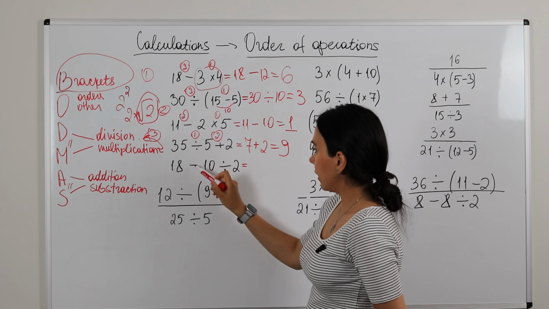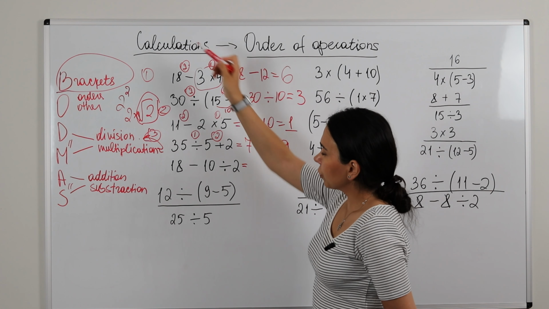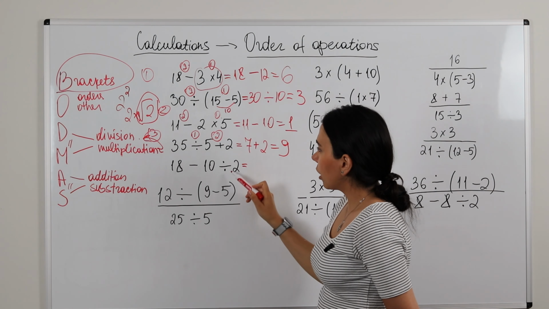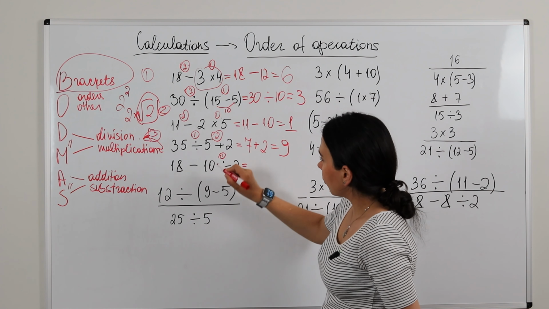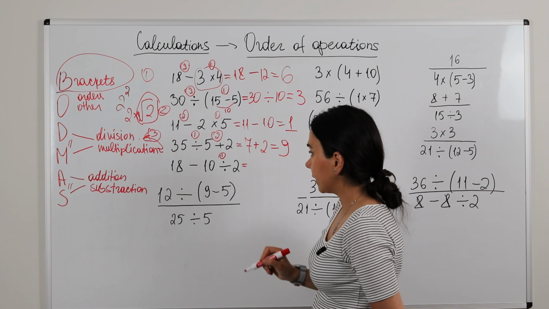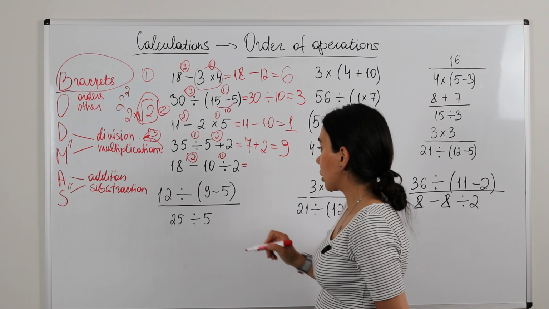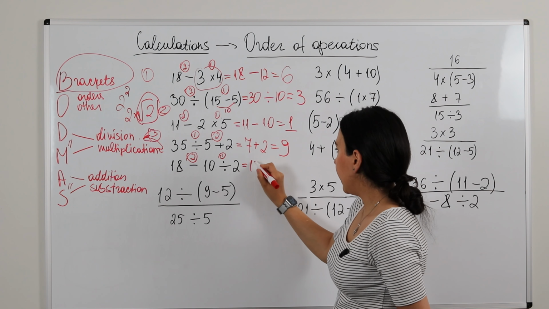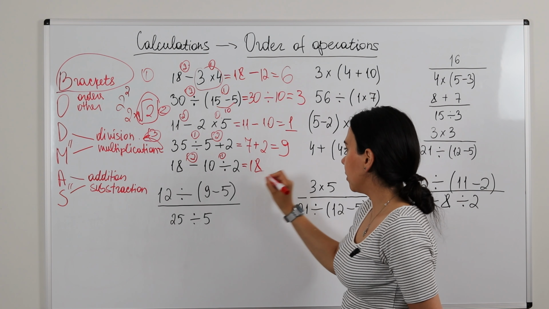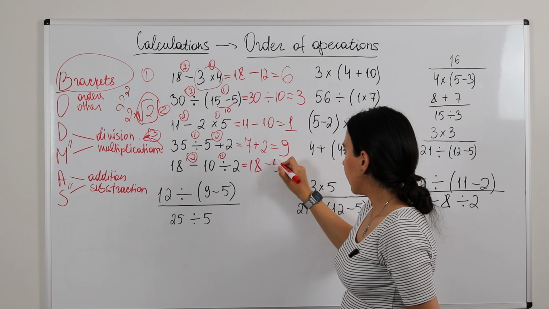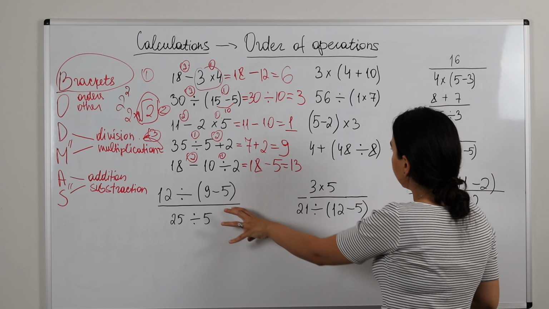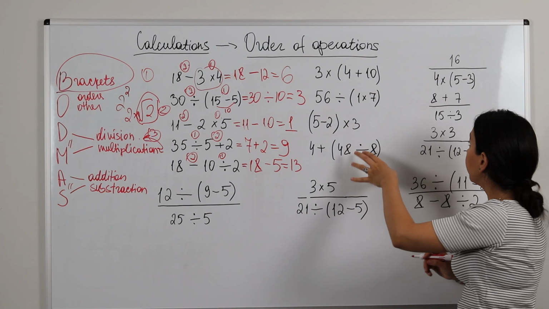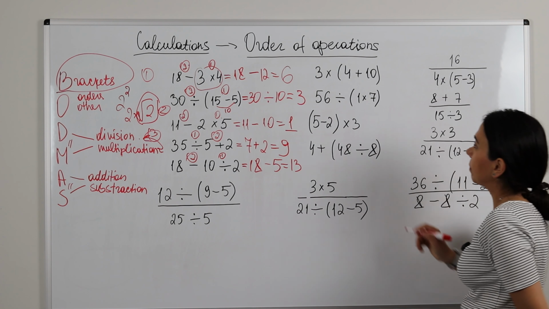We have the subtraction and we have the division. Looking at BODMAS, division comes first. That's why we do the division first and then subtraction comes next. 10 divided by 2 equals 5, then 18 minus 5 equals 13. That's a hard example. Let's finish the easier examples first and then move on to the harder ones.